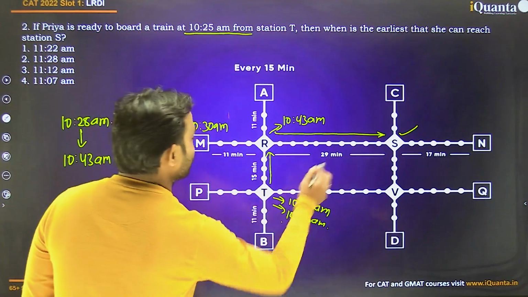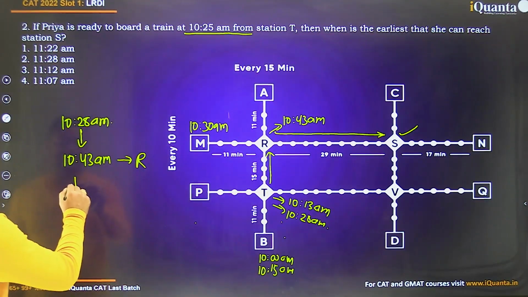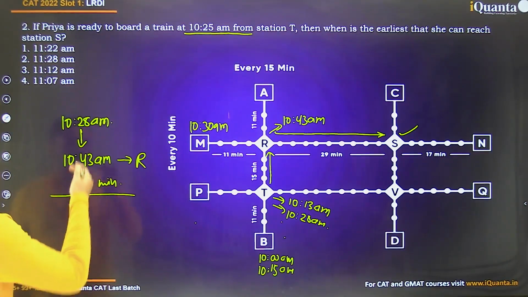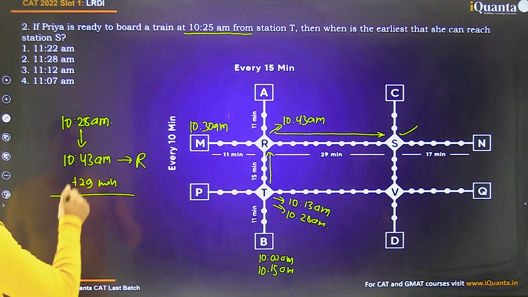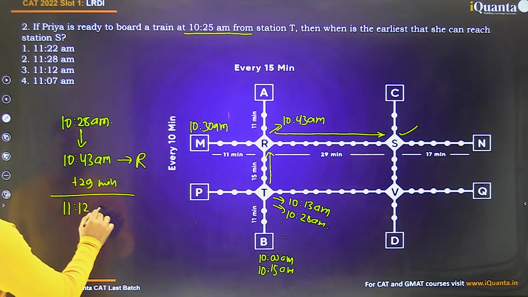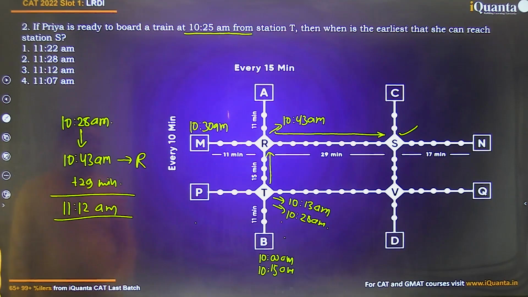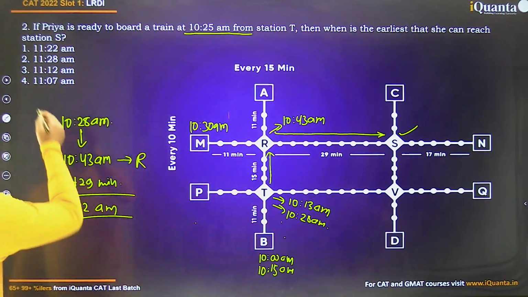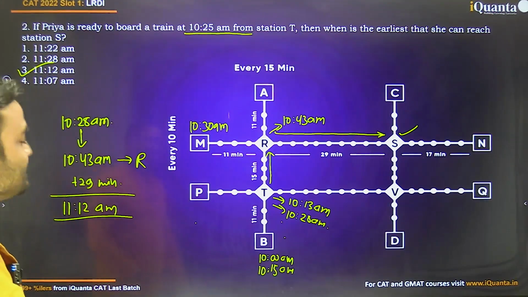Now she will take 29 minutes. So if I add 29 minutes here, what time do I get? 43 plus 29, 72, so 17 plus 12. So it will give us 11:12 am. So she will reach S at 11:12 am earliest. So option 3 is the correct answer.